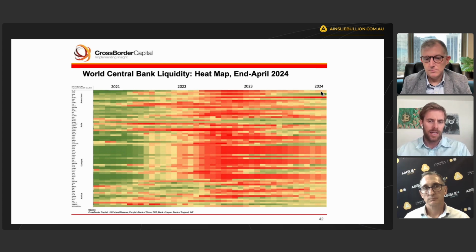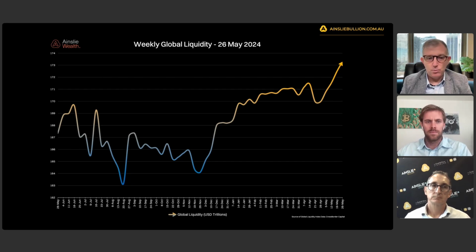But we can see also that we're starting to go back into the green, and very, very light red shading. So that's basically a symptom of the tightening having significantly slowed, and we're starting to go back into expansion of liquidity, which is once again fantastic for markets. Okay, so we also look at that through the weekly data, and this chart is spectacular. Paul, what's going on with this?